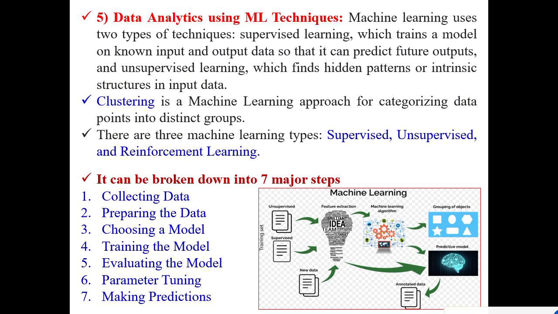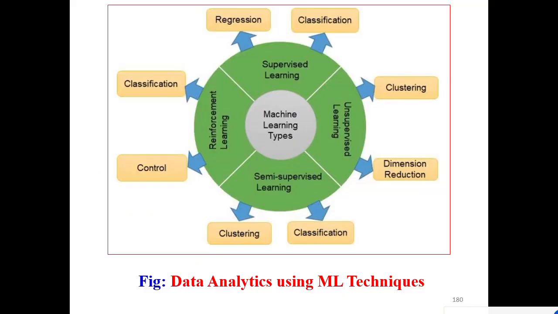There are 7 steps of this data analysis using machine learning: collecting the data, preparing the data, choosing a model, training the model, evaluating the model, parameter tuning, making predictions, etc.